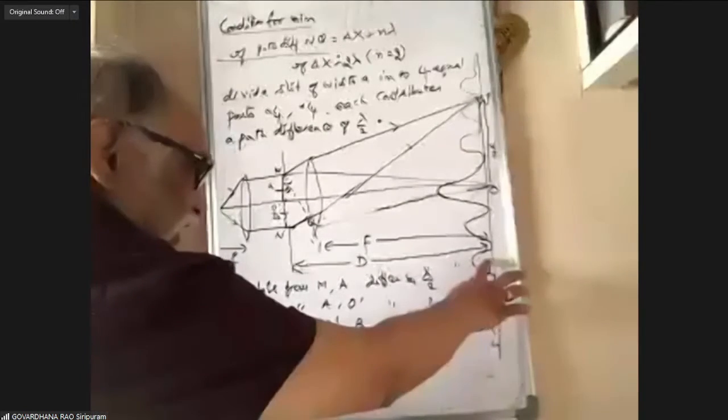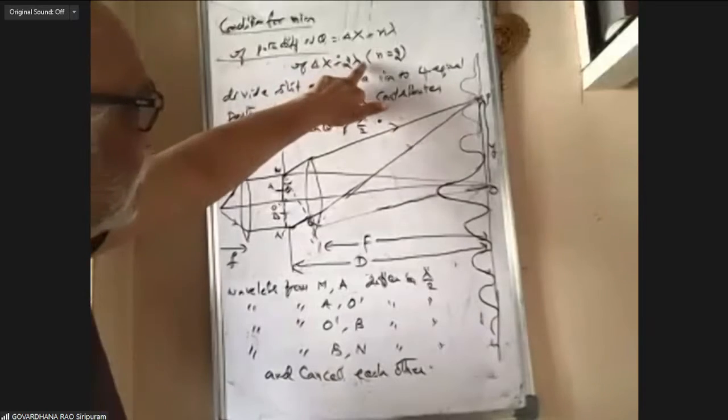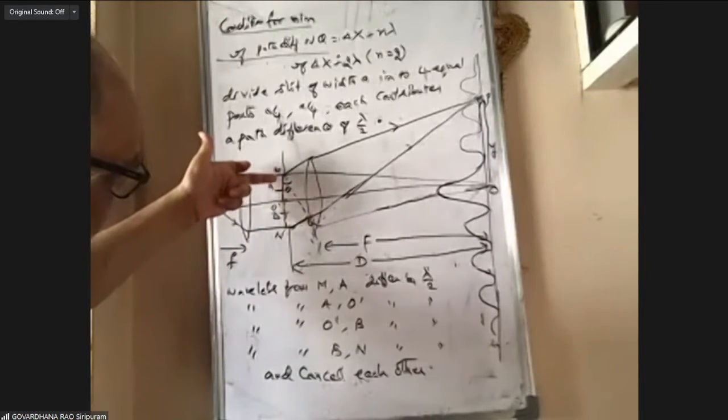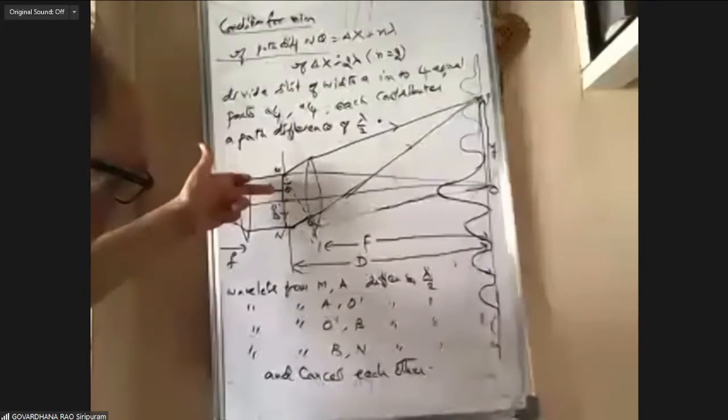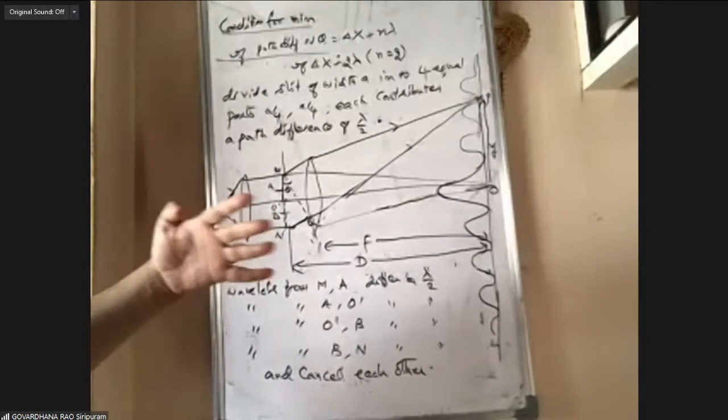Whatever he explained, we are copying, that's all. Scientists discovered the idea. Suppose the path difference is 2 lambda. What did they do? The whole slit is divided into 4 parts. See, M A and A O dash B, B N is divided into 4 equal parts.